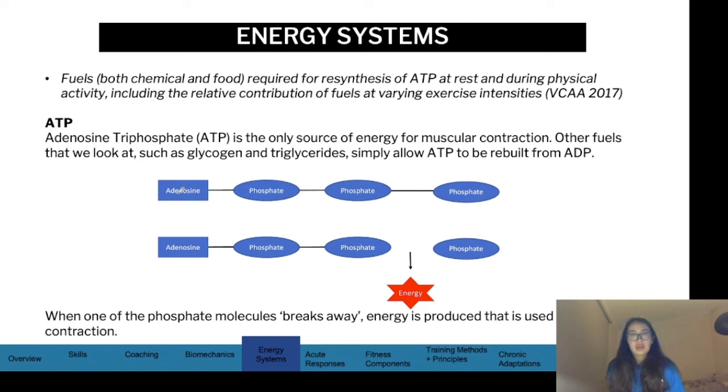Your nerves use ATP, neurotransmitters require ATP, protein channels require ATP, moving things from one part of the cell to another can require ATP, moving things throughout the body can require ATP. ATP is just completely essential, and it's really important that we have tons of it in store. It's the only source of energy for muscular contraction, and other fuels that we look at, such as glycogen and triglycerides, allow ATP to be built up from ADP.